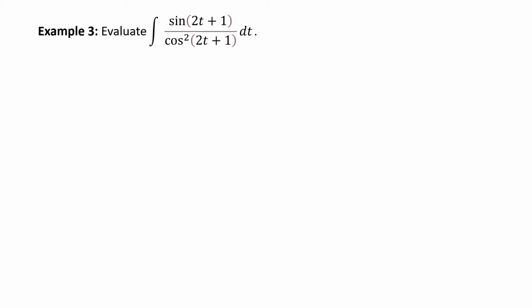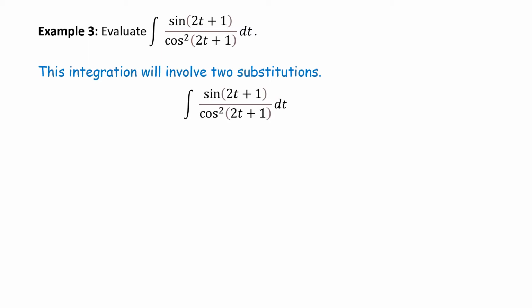Example: evaluate the integral of sine of 2t plus 1 divided by cosine squared of 2t plus 1 dt. This integration will involve two substitutions. We see 2t plus 1 as an inside function of a composite function. So for our first substitution, we will let u equal the inside, 2t plus 1.